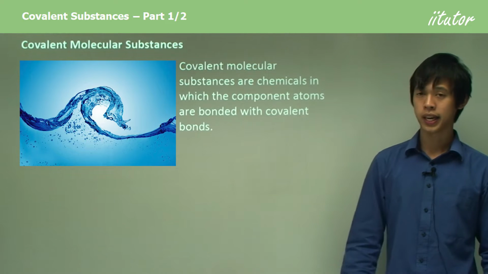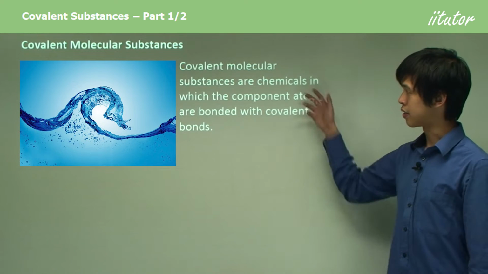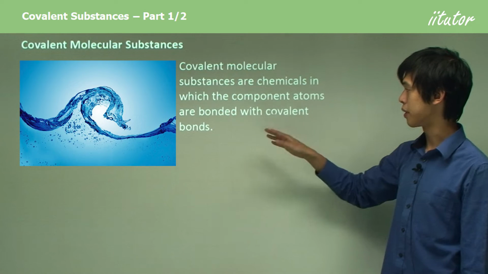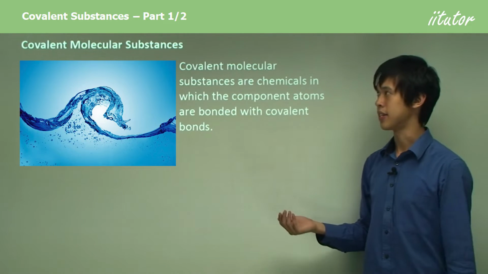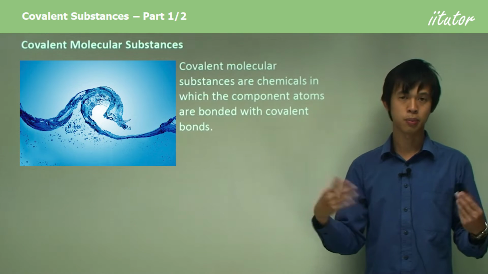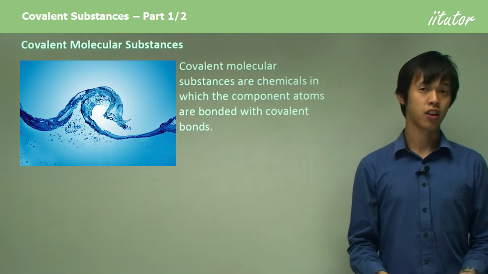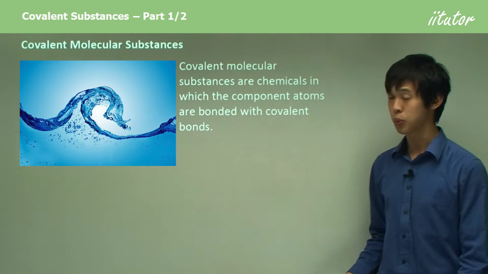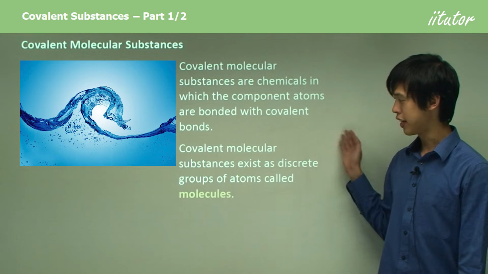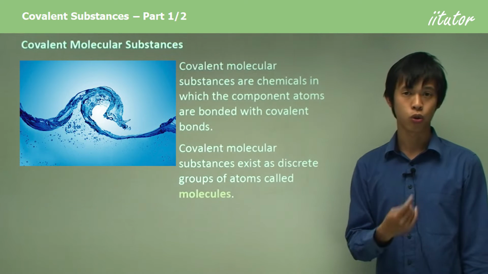Okay, covalent molecular substances are first. There are two types, and this is one of them. So covalent molecular substances are chemicals in which the component atoms are bonded with covalent bonds, which makes sense. A covalent substance is covalently bonded. But I just mentioned that there are two of them, the covalent molecular one and the covalent network one. So what is the difference? Well, a covalent molecular substance exists as discrete groups of atoms called molecules.